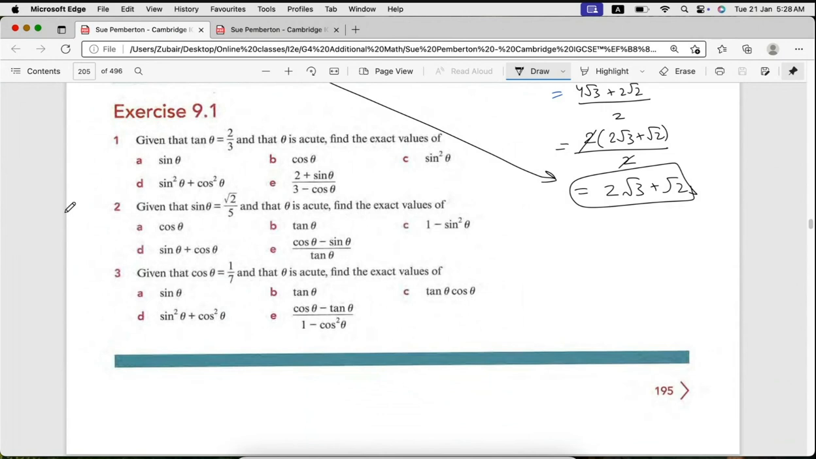How many are done? Sorry, could you please repeat that? Yeah, how many are done? I'm almost finished with the first one. Okay.